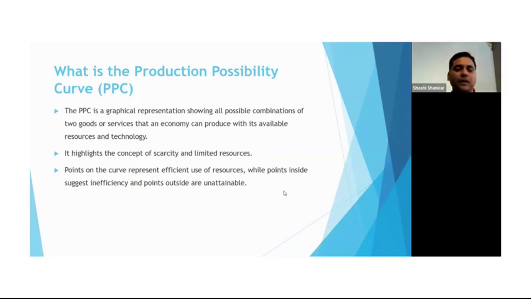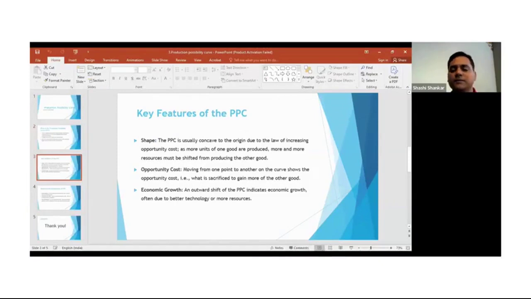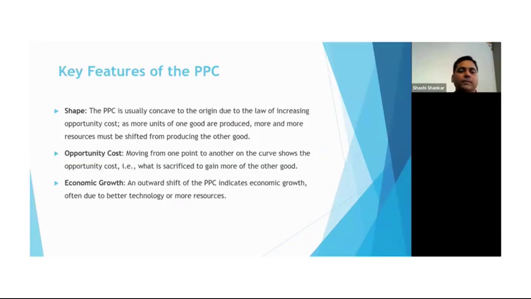Now moving to the next, the key features of the production possibility curve. The shape, definitely, it's a curve, right? It's a graphical representation. So the PPC, the production possibility curve, is usually concave to the origin. Why am I saying concave to the origin? Due to the law of increasing opportunity cost, right?